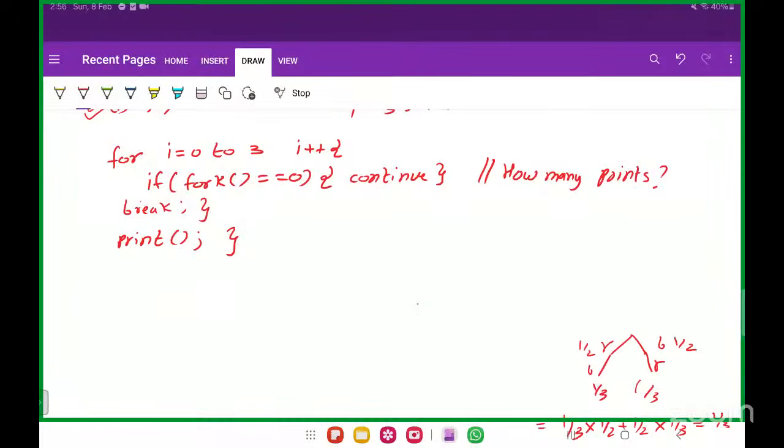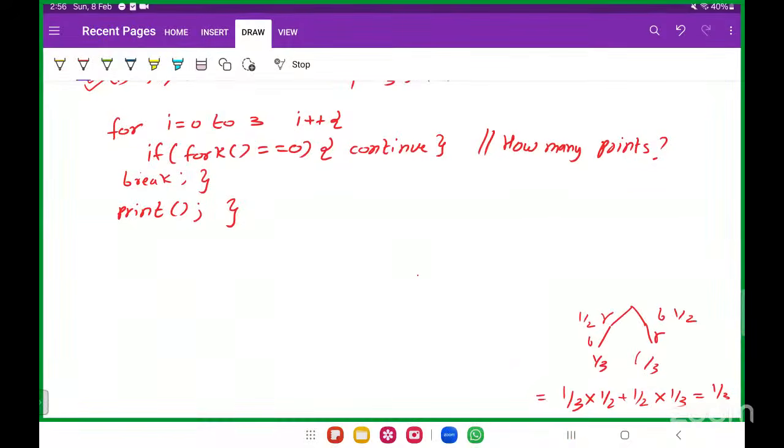The child again will go for the next round. Yes or no? So again, there could be a parent or there could be a child. The parent will print. Now look at here. For the child, i is equal to 2. Again, it will continue here. The i value will become 3.